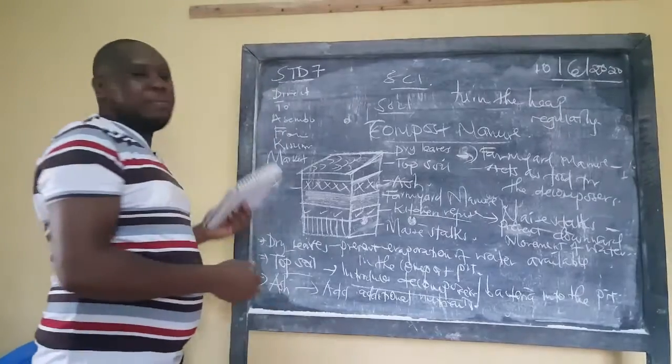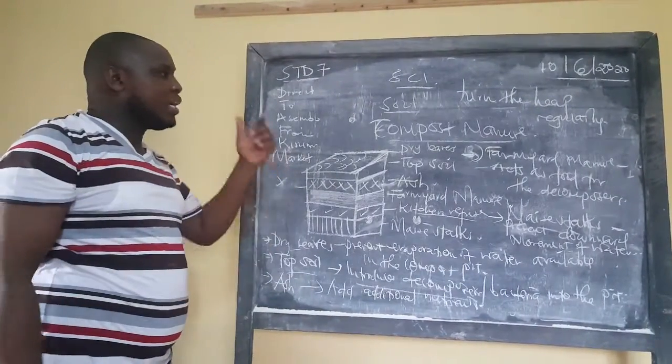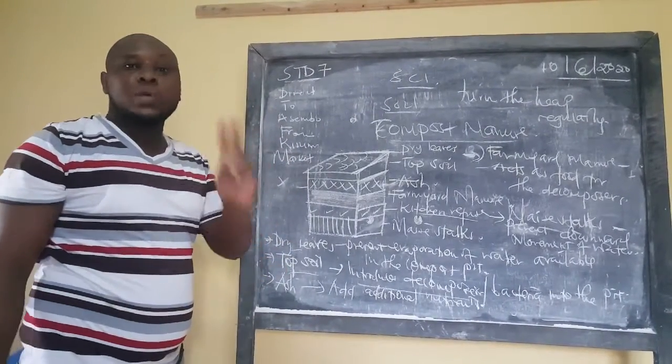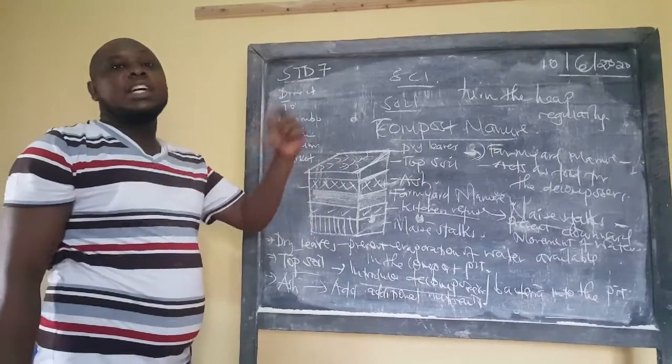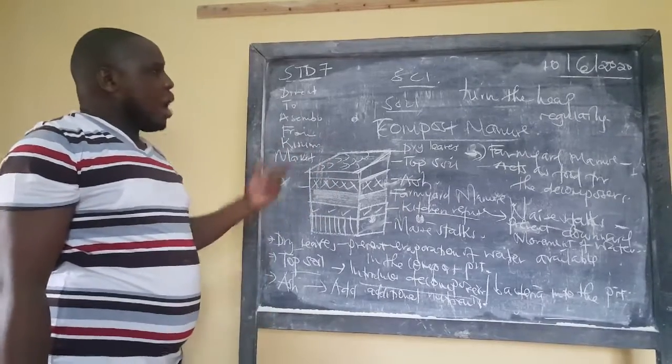Regular means in an even manner. If you are doing it twice in a week, do it twice in a week, but not twice and then next week you do it once. Why are we turning it?